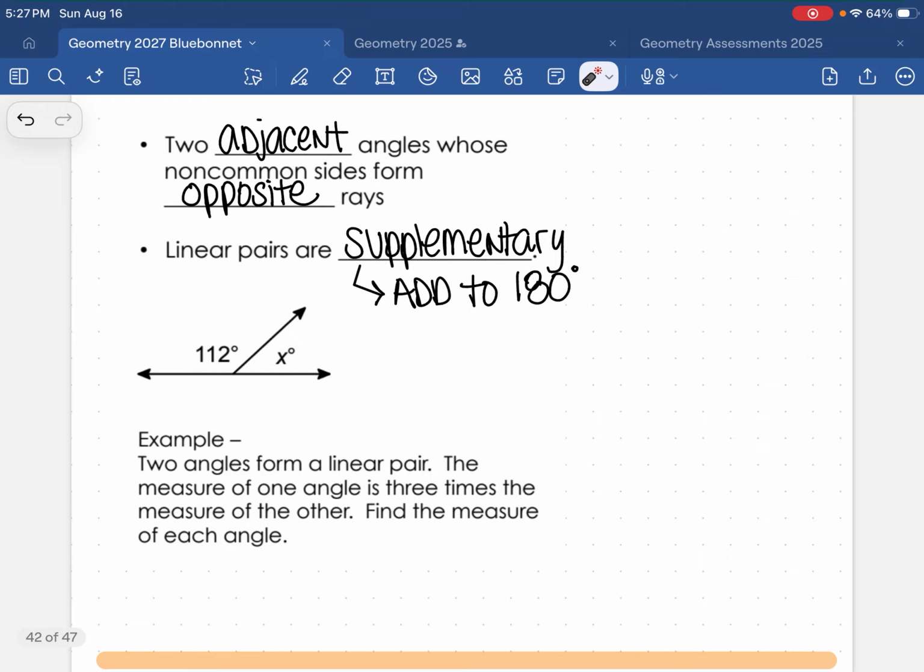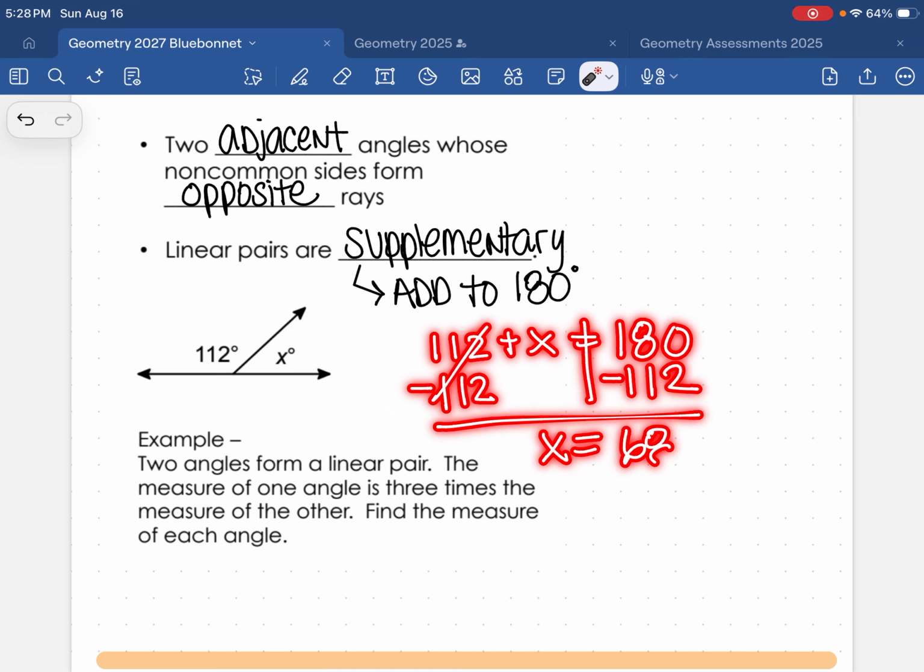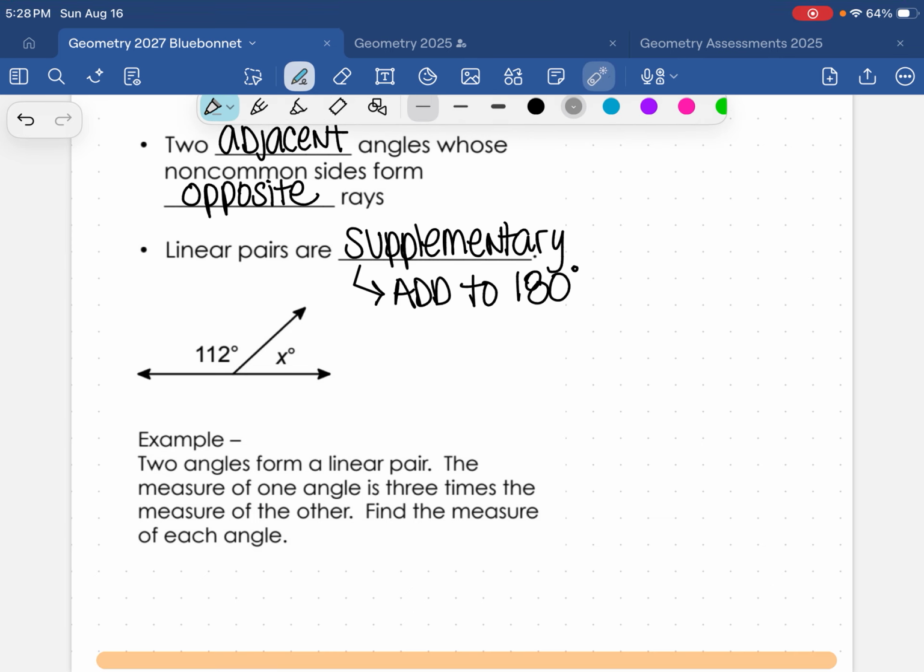So let's take a look here at our 2 examples. We could simply solve this equation by doing the math like so. Okay? Notice that it's a one-step equation. We just have a plus. So all we have to do is subtract the 112 from the 180, and we get our answer for X. Let's go ahead and take a look at this example.